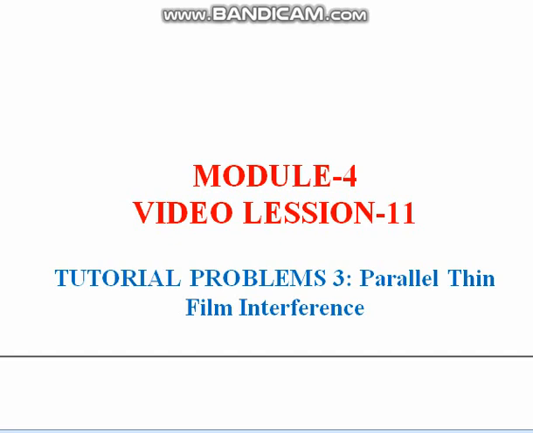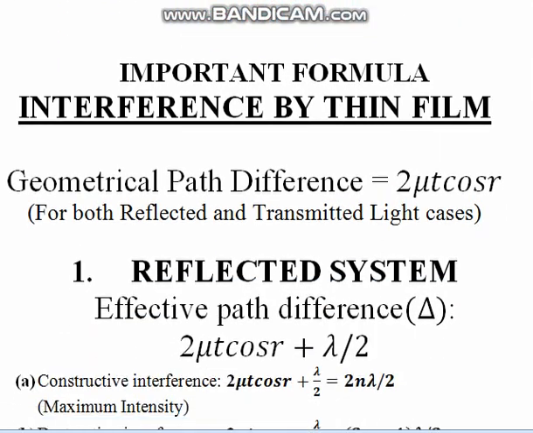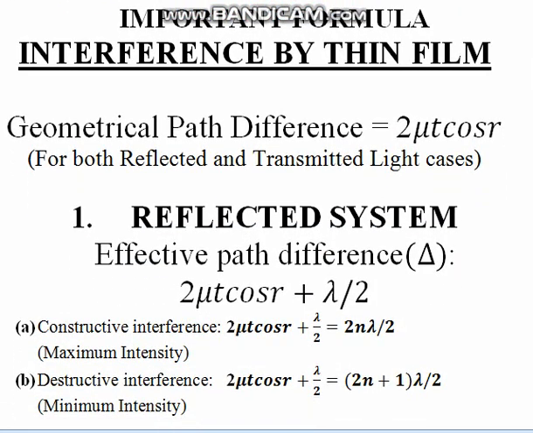Okay, so before we proceed to the numerical problem, let's discuss the important formula of the topic. In the previous video lesson you learned that there are two cases, one is the reflected, the other is the transmitted. But one important thing is that the geometrical path difference is always 2 mu t cos r, either in the reflected or transmitted case. It is fixed, 2 mu t cos r, where r is the angle of refraction.